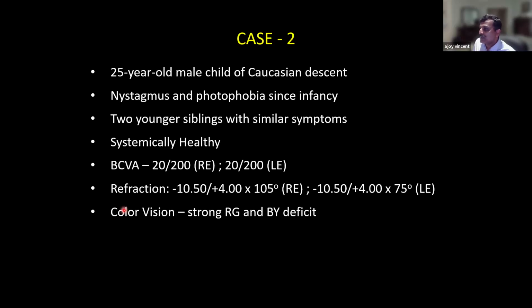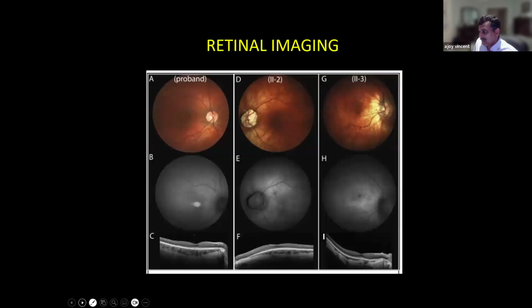Okay. So let's go to case 2. So this is a 25-year-old male child who had nystagmus and photophobia since infancy. Best corrected vision is 20/200, and the child has high myopia with some hyperopic astigmatism. There's strong color vision defect in all 3 axes. And there are 3 affected children in the same family. So if you look at the fundus, there is dull foveal reflex, which shows hyperautofluorescence in one of the children, and there is mild grades of foveal hypoplasia and very minimal outer segment changes.